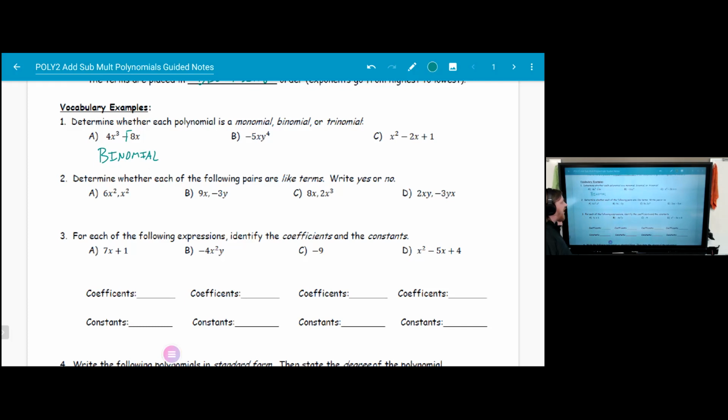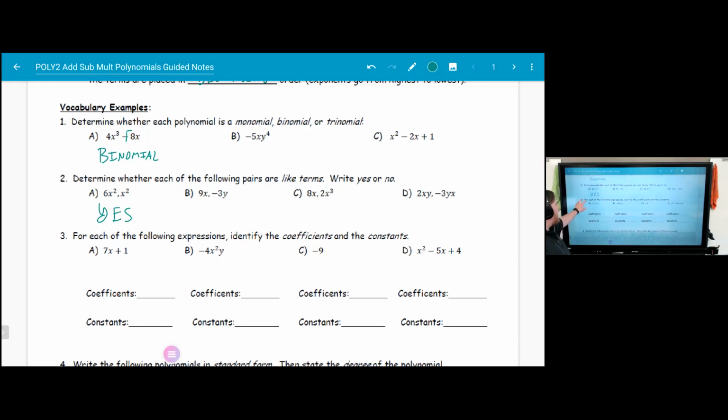Determine whether each of the following pairs are like terms. Do they have the same variable and exponent? We're going to write yes or no. I'm looking at A, I have 6x squared and just x squared, 1x squared. Do I have the same variable? Yeah, x. Do I have the same exponent? Yeah, squared. These are like terms. You're going to try B, C, and D. Take a look at D. We're going to check that one out here in a minute too.